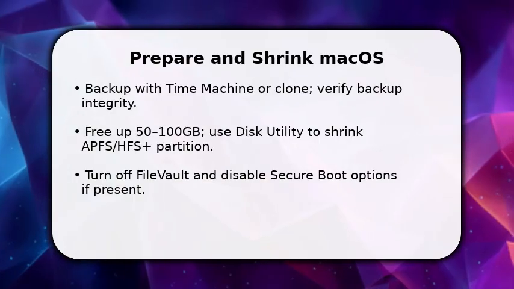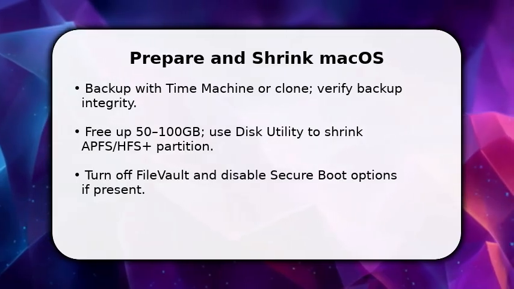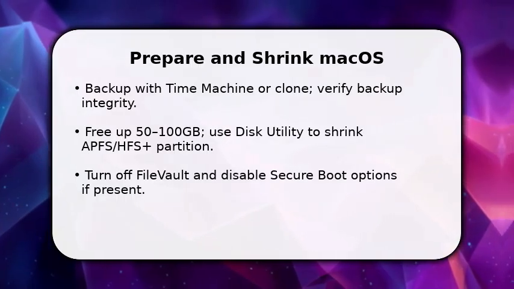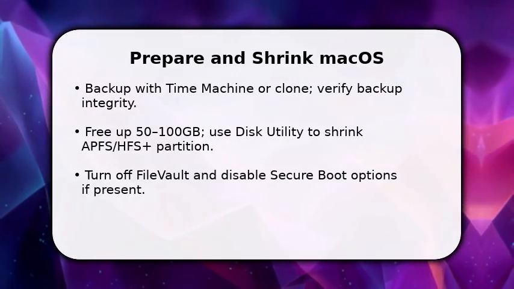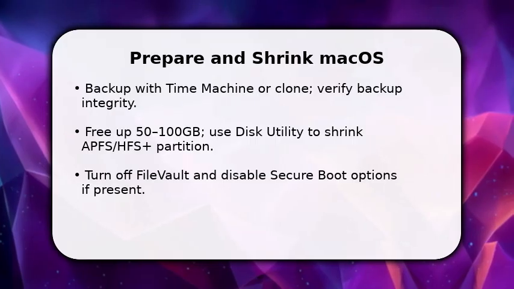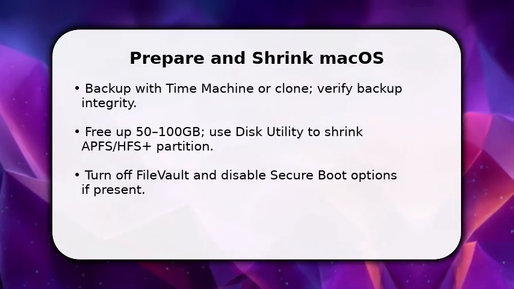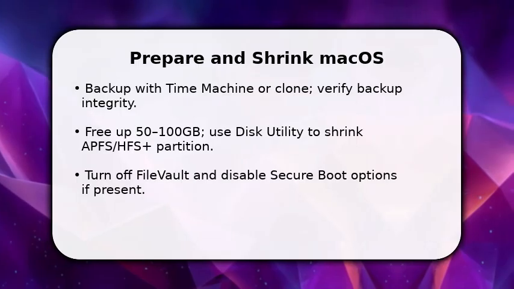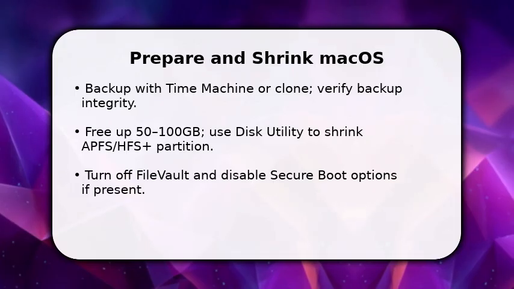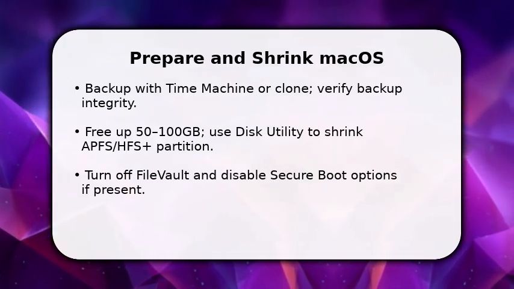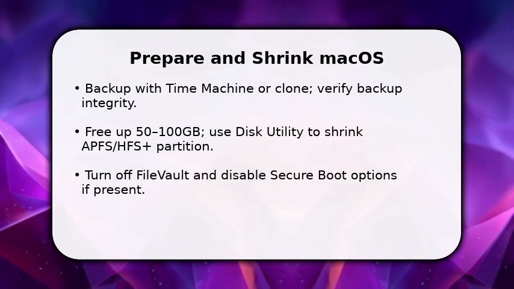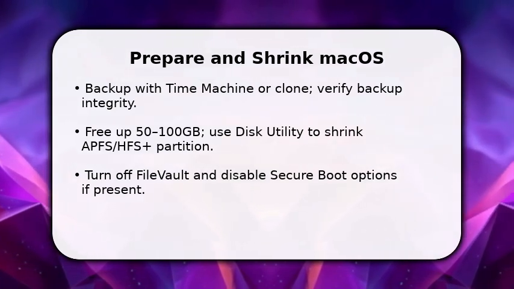You start by protecting your data. Make a full Time Machine backup or a bootable clone and verify it. Next, free 100 GB for Linux and open Disk Utility to shrink the macOS volume. Apple requires resizing via Disk Utility rather than third-party tools. Once done, make sure FileVault is off on T2 or Apple Silicon Macs. Note firmware restrictions. Disable Secure Boot or allow booting from external media in recovery. These steps prevent data loss and enable the installer to create new partitions.